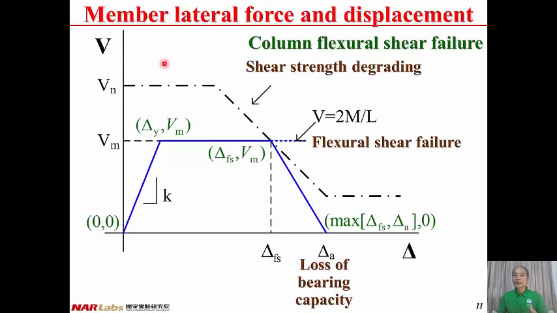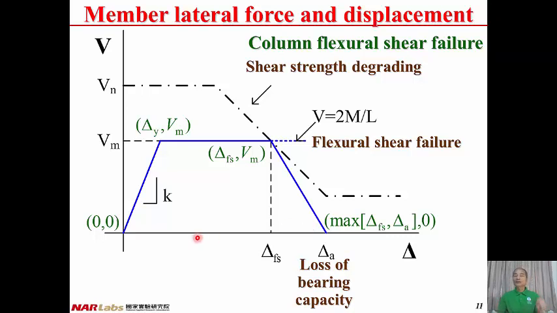Under the flexural shear failure mode, Vm is less than Vn. That means the lateral strength due to flexure is less than that due to shear. When the displacement is small, the relationship is linear. At some point, we reach the maximum, the bending strength, and the bending strength stays constant for some time when the displacement is large enough. At this point, the failure mode changes from flexural failure to shear failure, and the bearing capacity of the column is lost.